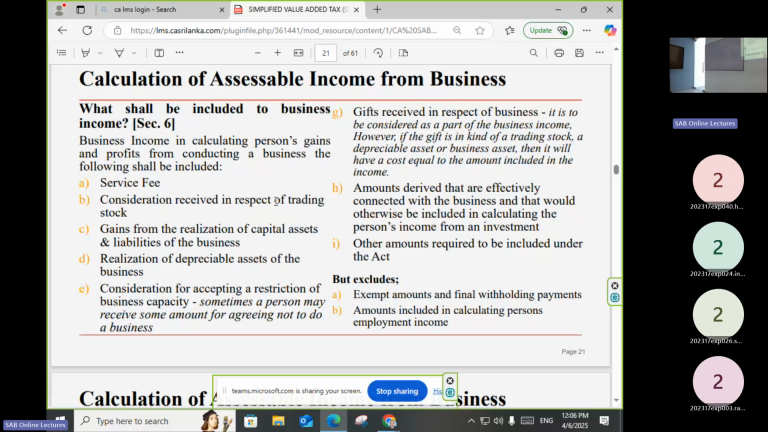Consideration for accepting a restriction of business activity. Sometimes a person may receive some amount for agreeing not to do business. That is also part of business income. Gift received in respect of business, that is also something we need to consider as part of business income.